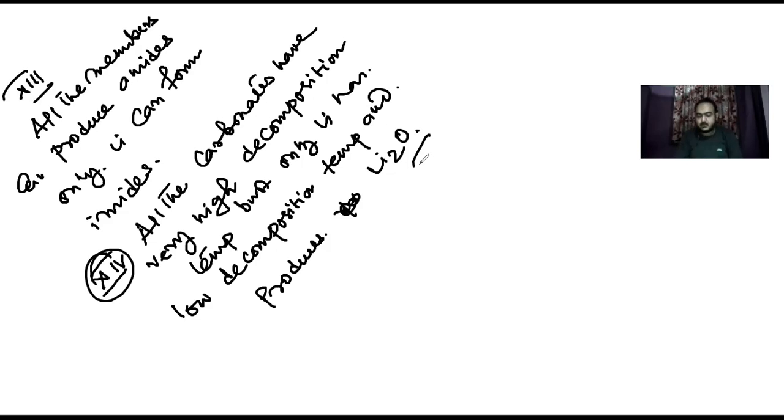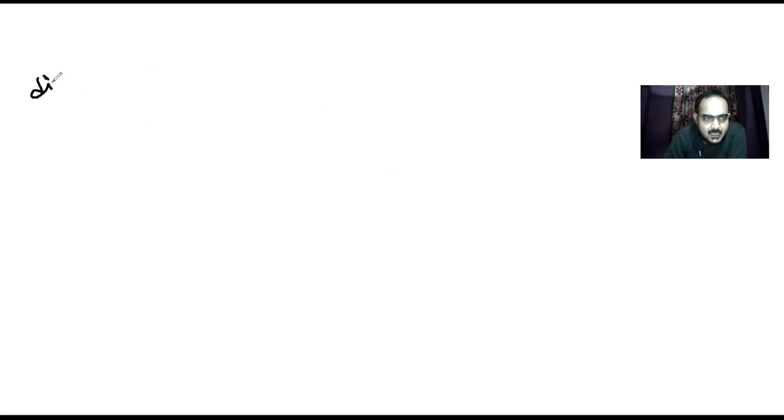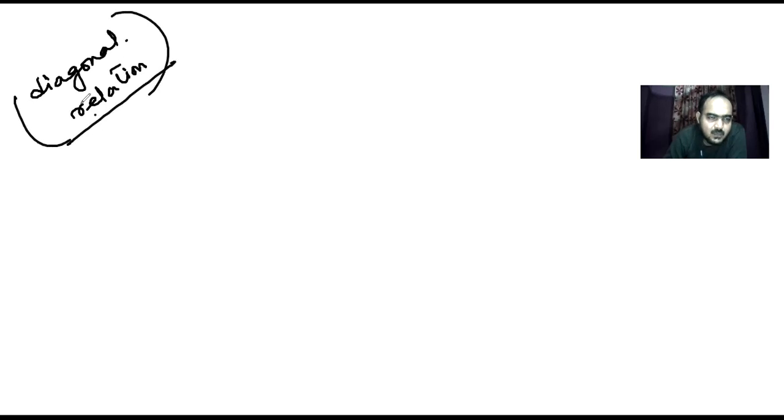Now we should see an abnormal phenomenon of a diagonal relationship. You should see the property similarities between lithium and magnesium. This is known as a diagonal relationship. Okay, what happens? Why diagonal relationship?